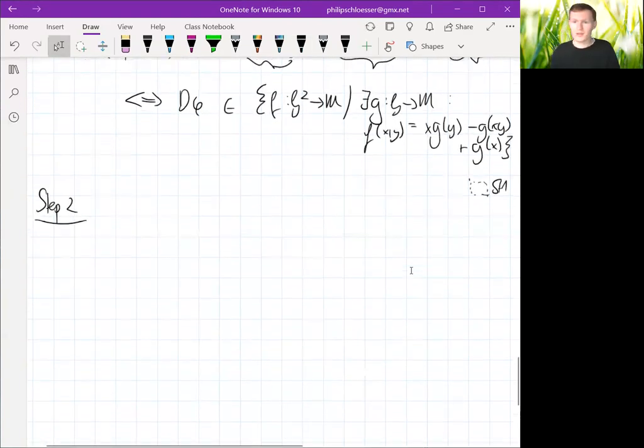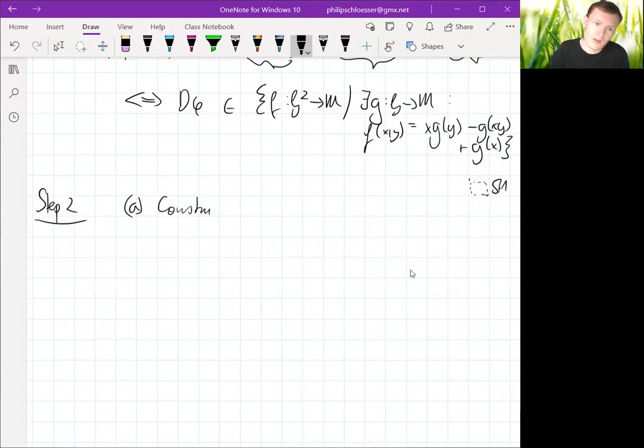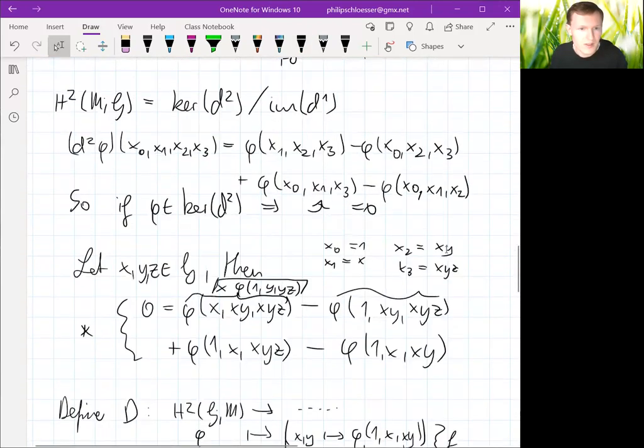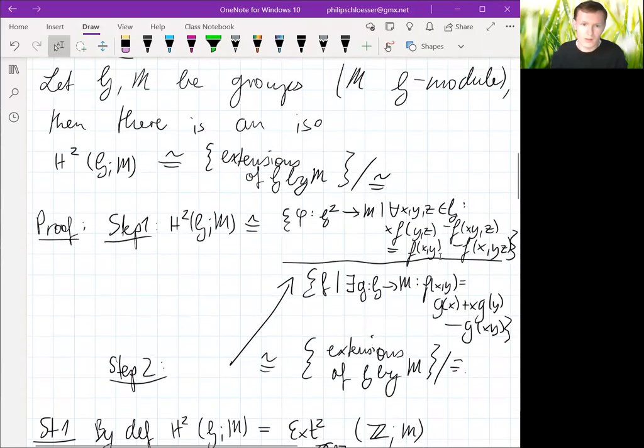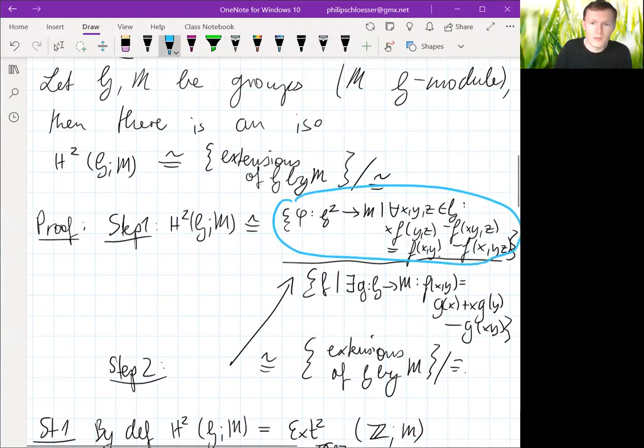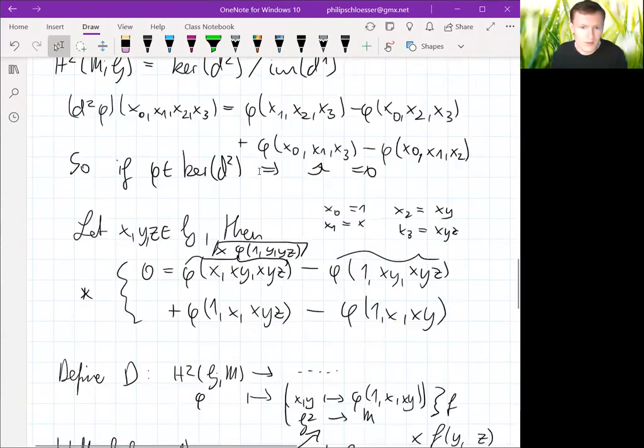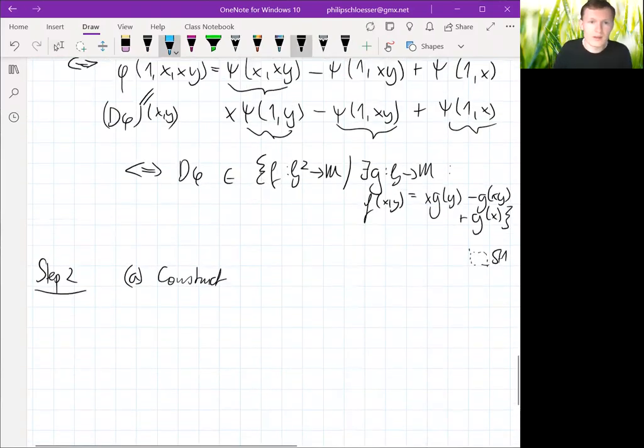Now for step 2, we are again going to subdivide this. A, we construct a map. Maybe I should give those things here a name. We call this thing up here the two co-cycles, and those the two co-boundaries, just for fun. And now we're going to construct a map from the two co-cycles to the extensions.